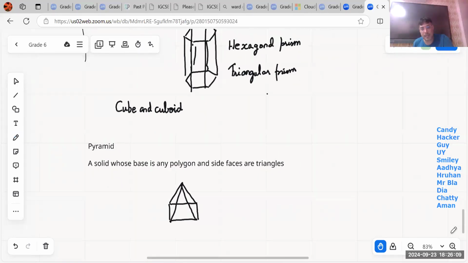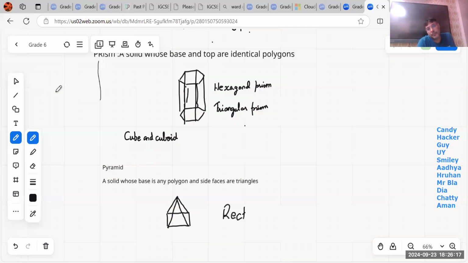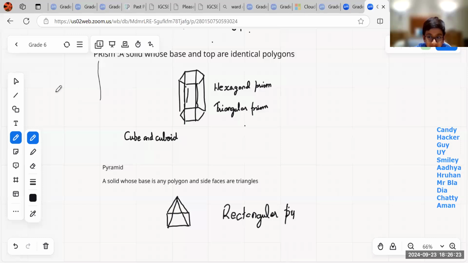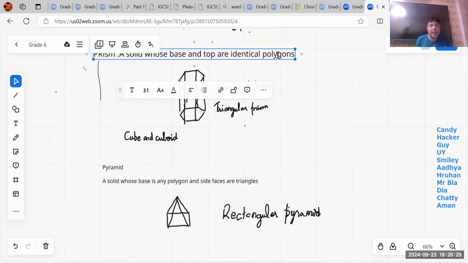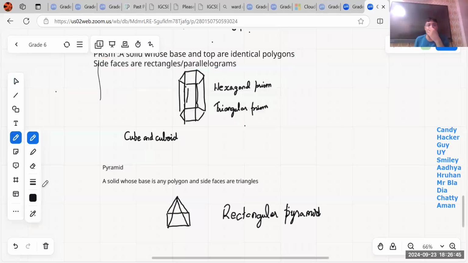So this is which pyramid? Rectangular pyramid. The pyramids of Giza. Now guys, write one more line in this also. Prism: polygons, and side faces are rectangles or parallelograms. All right. Now let's count the faces this hexagonal pyramid has.